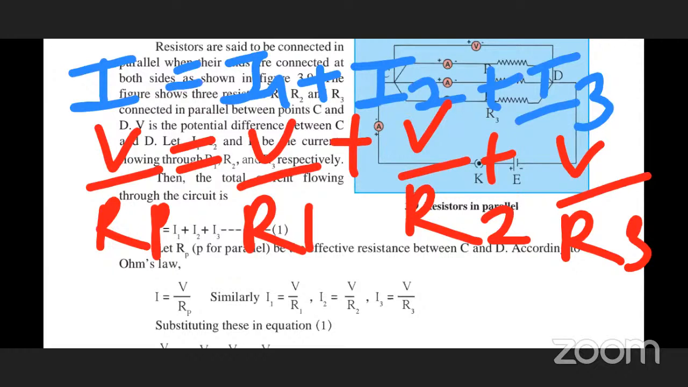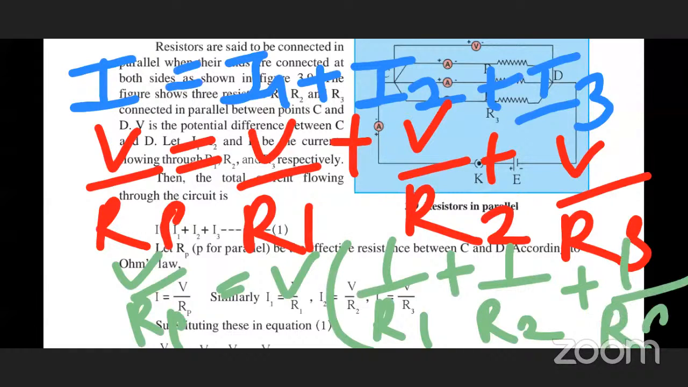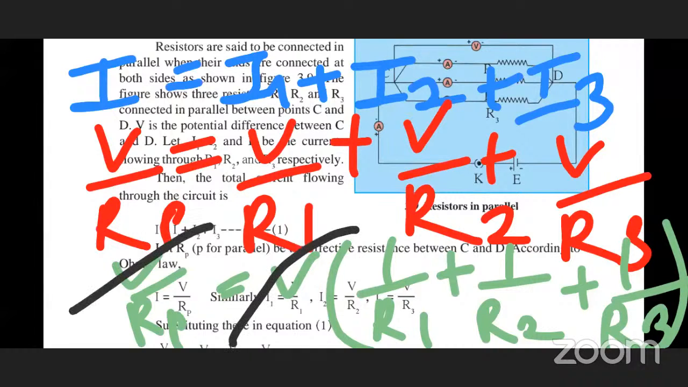Students, in the last time we have taken common, right? Again here also we are going to take common. So here you have V upon RP, and here also I have V. So I will take V common outside, and what is left inside is 1/R1. The second one's V also came outside, so again 1/R2 is left, and in the third case also V is taken outside, so it is 1/R3, right? And then this V and this V is going to get cancelled. So what is left is only 1/RP.